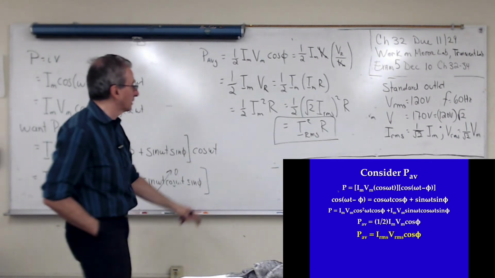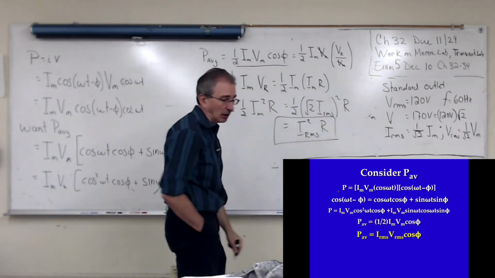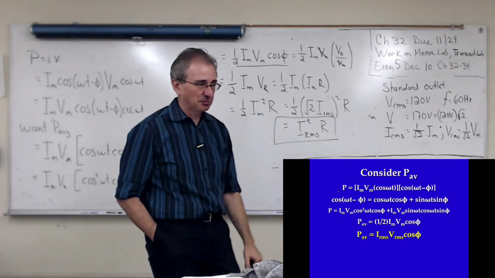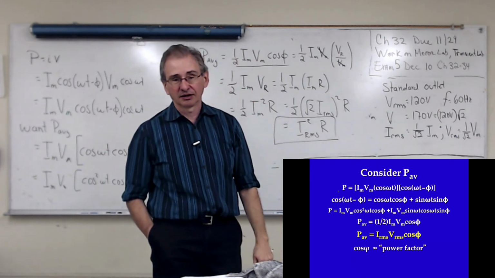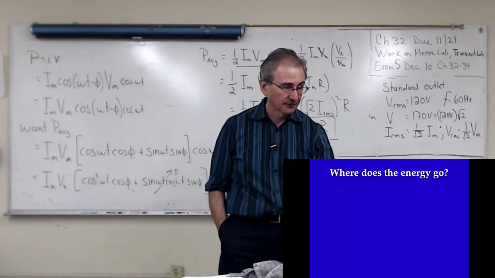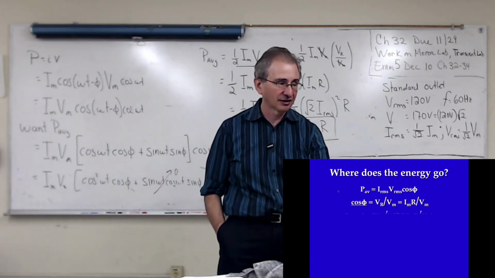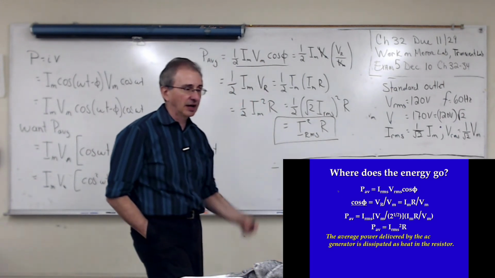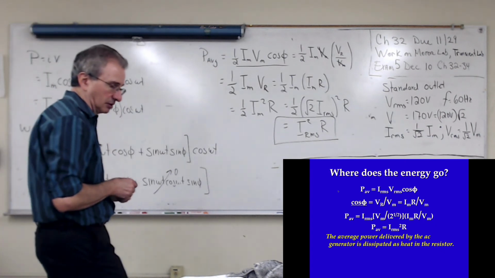So you can write it either this way or in terms of the phase, the power factor. Remember what the power factor is. Please don't forget what the power factor is. I'll put a question involving the power factor in an exam. Students come up to me and say, what's the power factor? So don't forget what that is. So where does the energy go? Well, it goes to the resistor. The resistor uses up all that energy. So the average power delivered by the generator is dissipated as heat in the resistor.